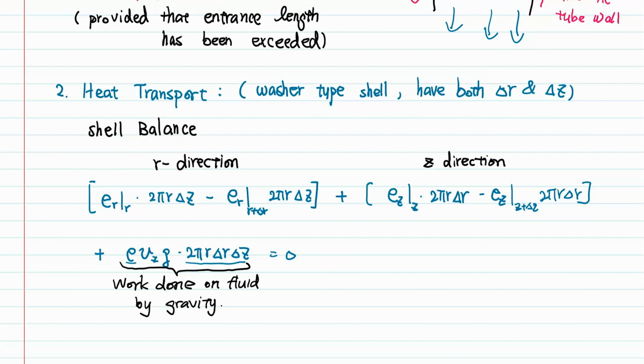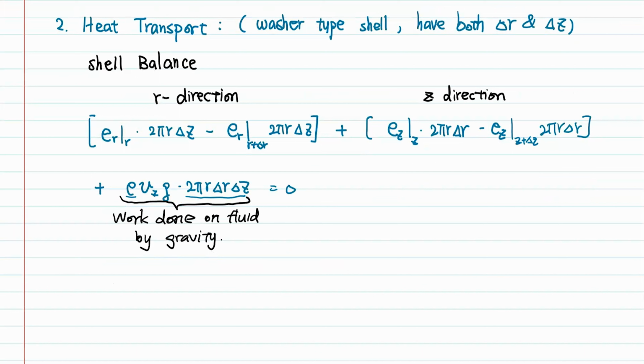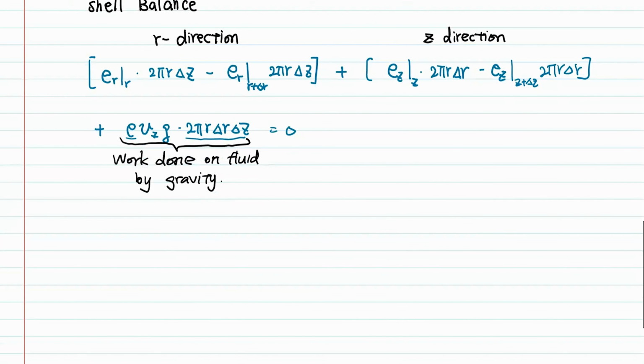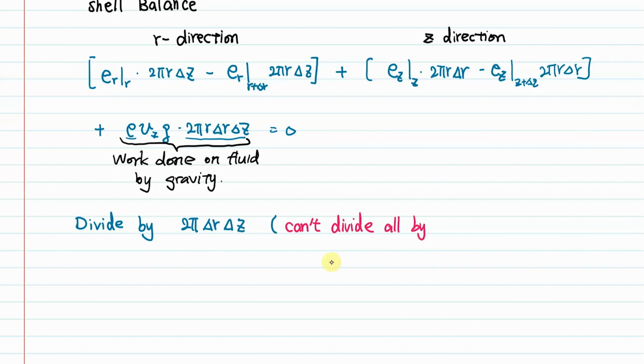We are going to divide the whole equation by 2 pi delta r and delta z. Okay, and we cannot divide by r because r is a changing variable. Can't divide all by r because r is a changing variable.